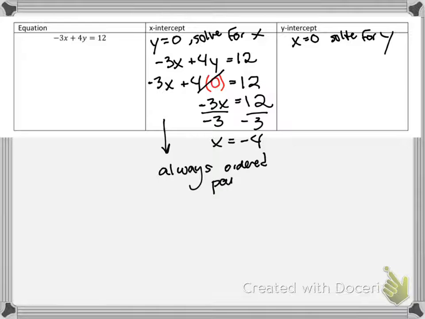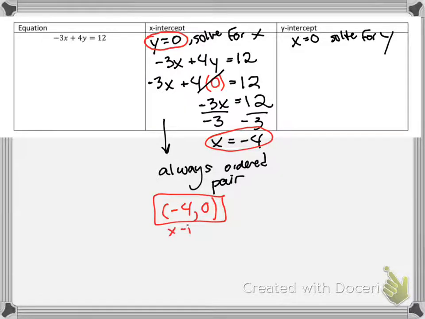Okay, and we need to write both the x value, which is negative 4, and the y value, which, remember, we started out with y being equal to 0. So my final answer is that my x-intercept is negative 4, 0. That is my x-intercept.